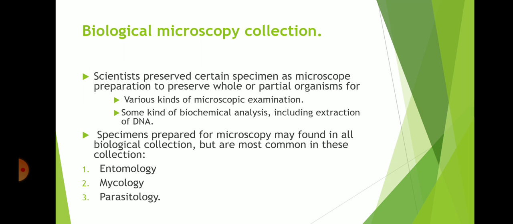Scientists preserve certain specimens as microscope preparations to preserve the whole and partial organism. They preserve specimens like plasmodium, eggs of insects, or other microscopic animals for study under the microscope. So this preserves the whole and partial organs, and various kinds of microscopic examination are done with the microscopic collection preservation method.